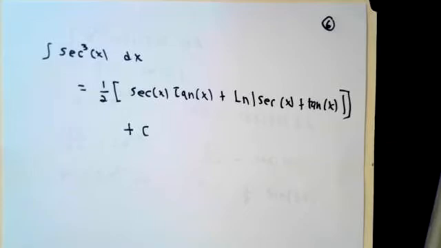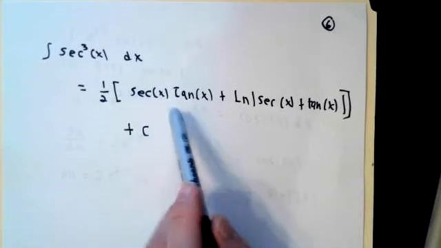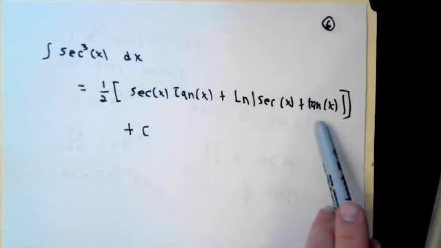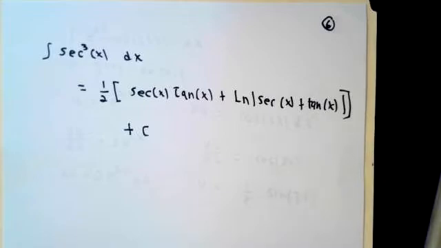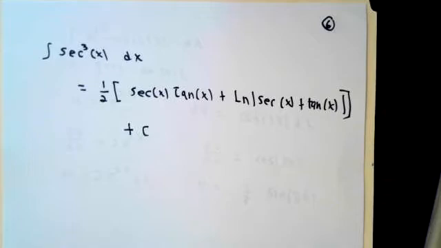An antiderivative for secant cubed is half of secant x tangent x plus natural log absolute value secant x plus tangent x. That's one antiderivative, and I get all of the rest of them by adding a constant on.